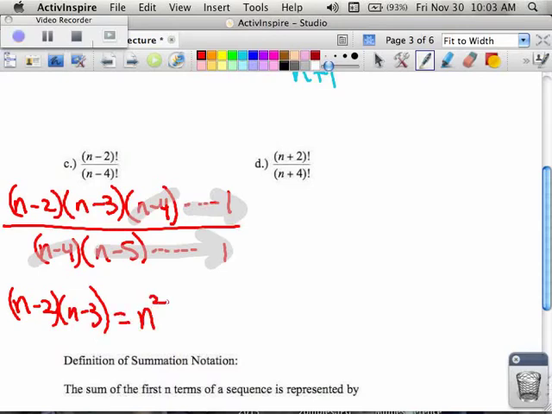If you were to FOIL that out, that's n squared minus 5n plus 6, if you prefer to write it as a polynomial instead of 2 binomials being multiplied. I don't really care which way you write it.